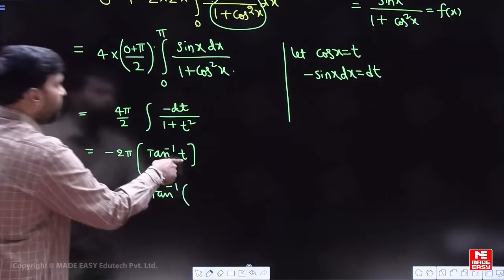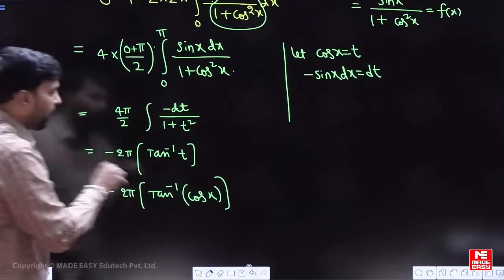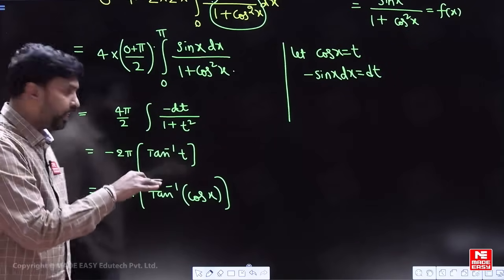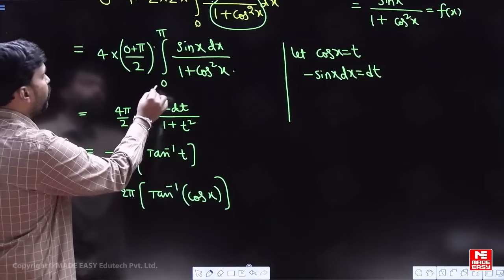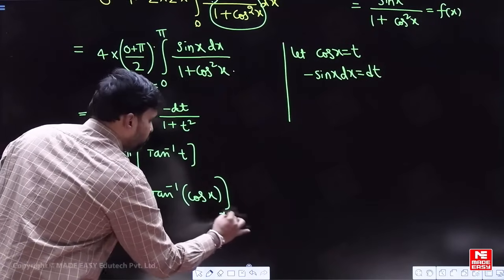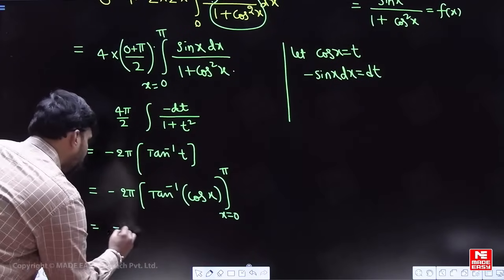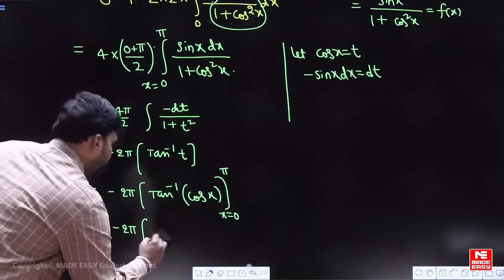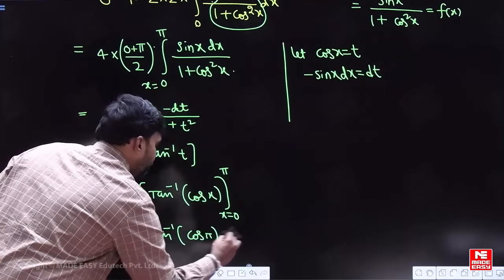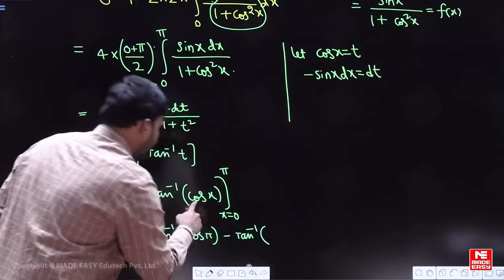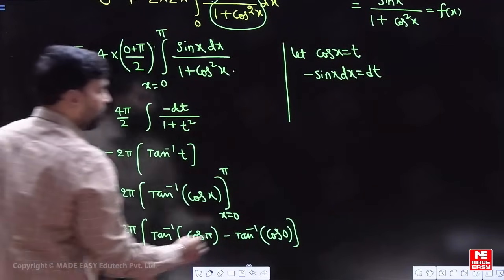So what is t? This t will be nothing but cos x. After integration, I am replacing t back. Once this integral is in x, now we'll take the x limits from 0 to pi. So then this will become minus 2 pi into the tan inverse of cos pi minus the tan inverse of cos 0.